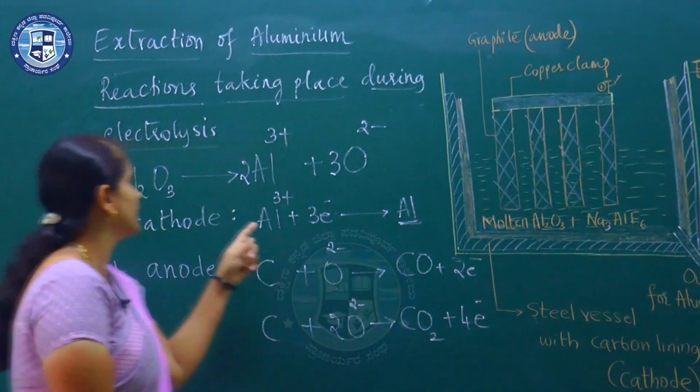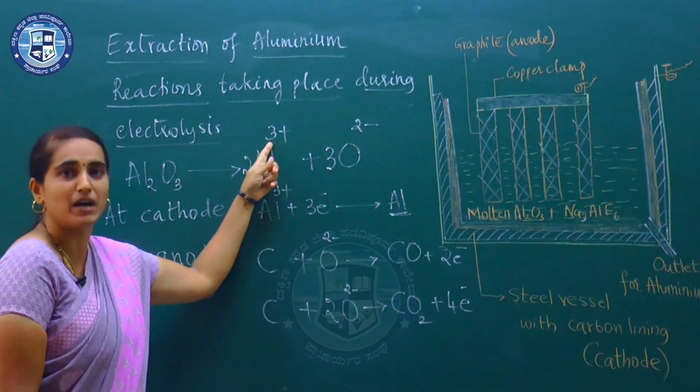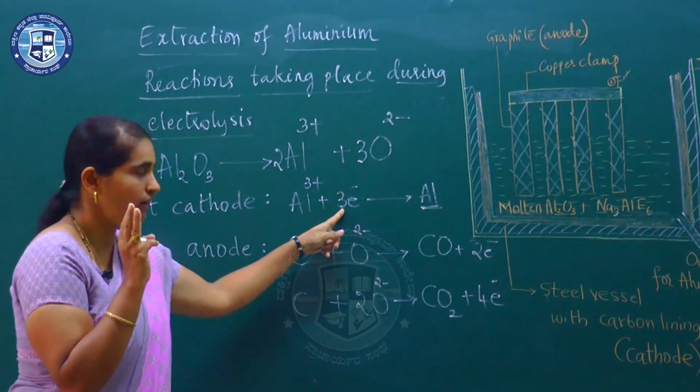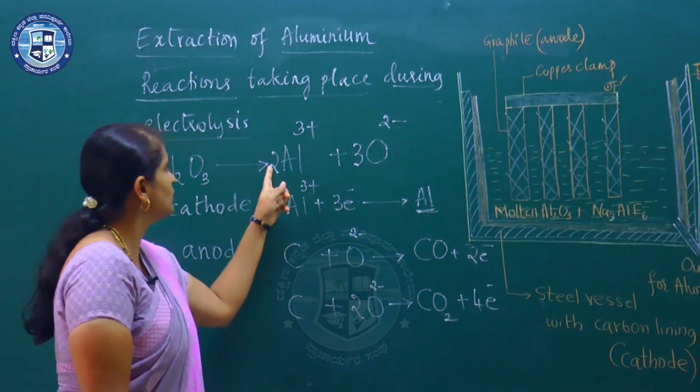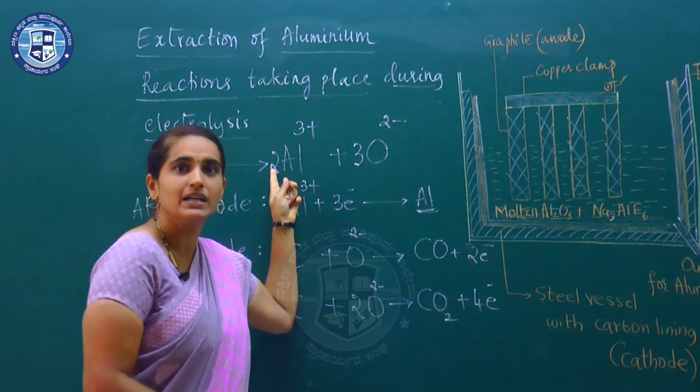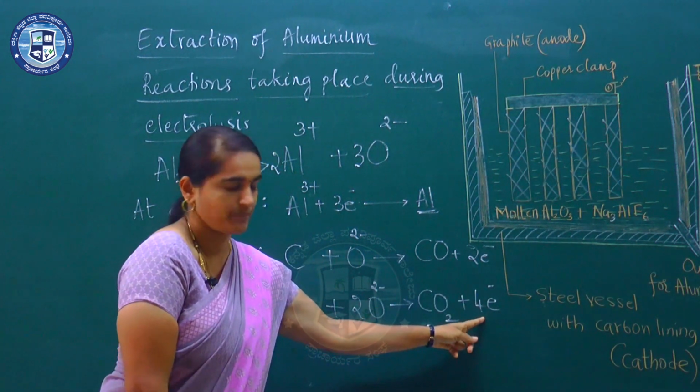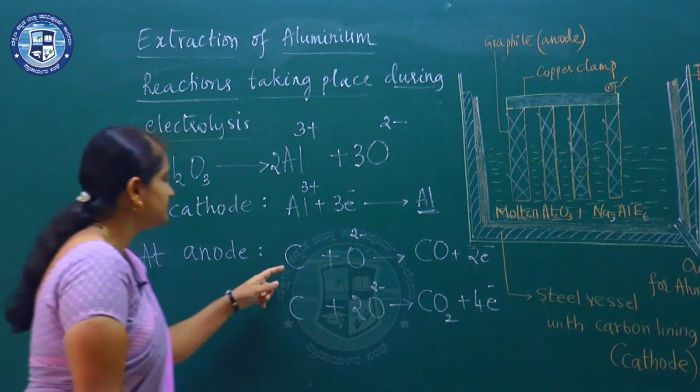If you just check here, I have 2 aluminium ions, and 1 aluminium will require 3 electrons. In that case, for 2 aluminium, how many electrons are needed? 6 electrons are needed, and we have those 6 electrons here. Okay, I hope you are clear with the things.